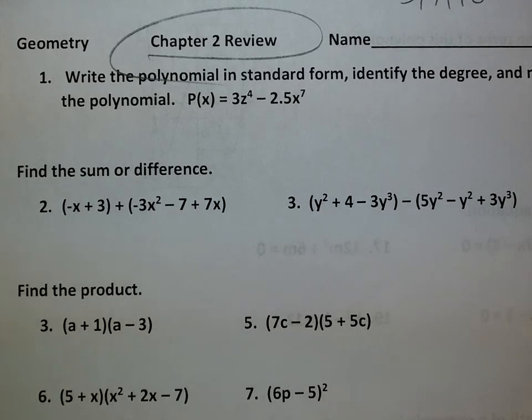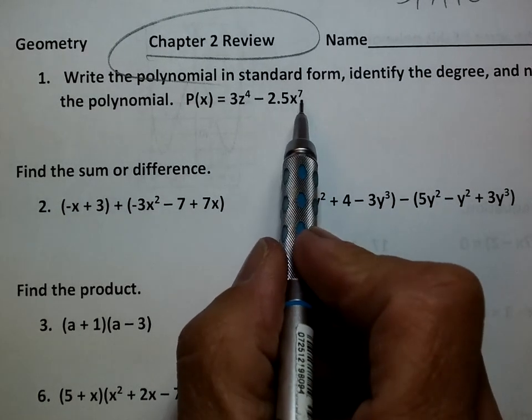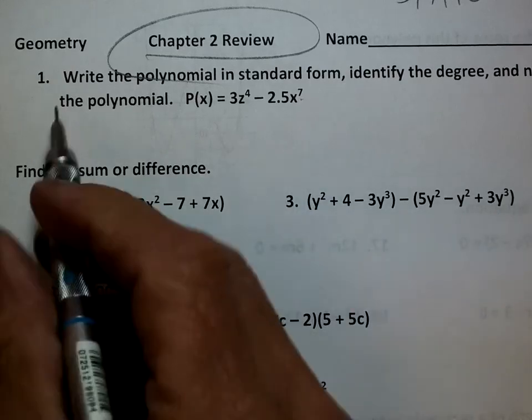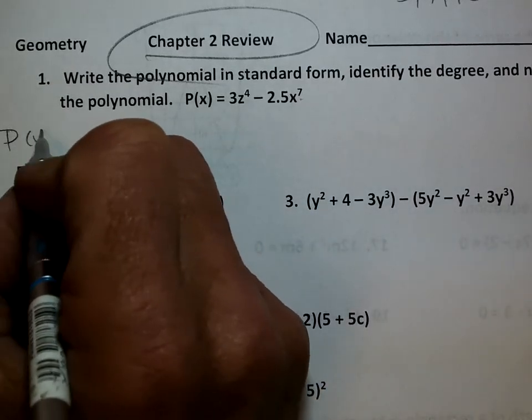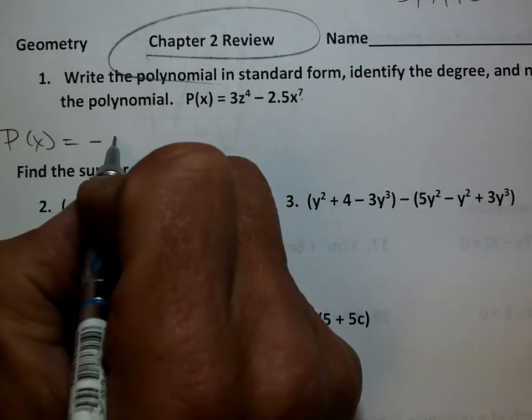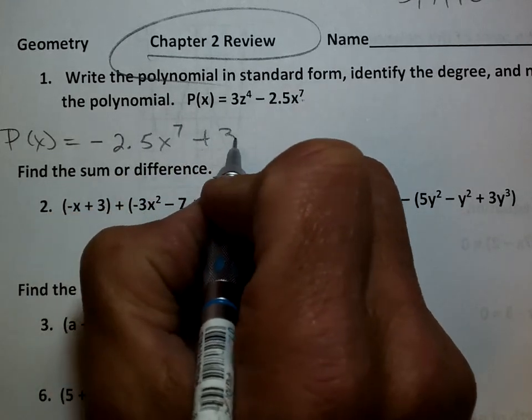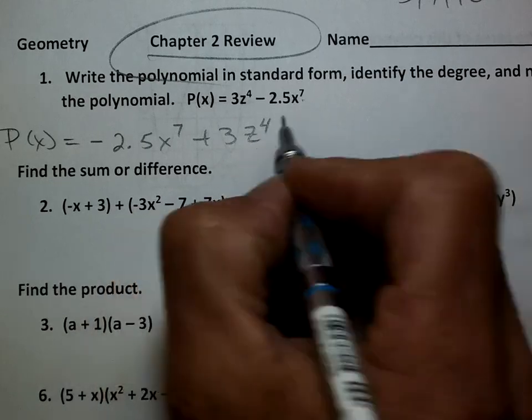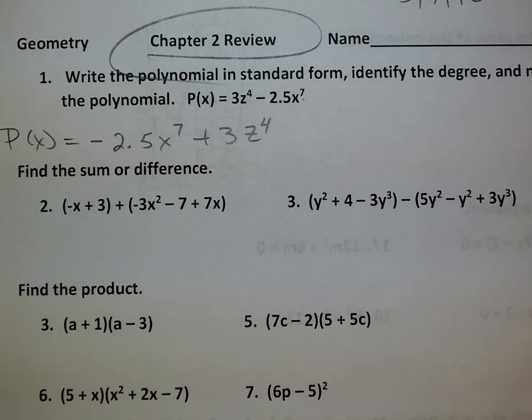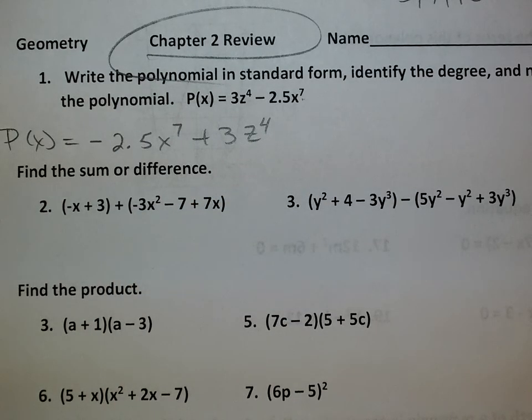So, number 1, write the polynomial in standard form. Identify the degree, the name of the polynomial. So first of all, standard form, we always want the biggest exponent first. We're going to rewrite this as p of x equals negative 2.5x to the 7th plus a 3z to the 4th, right? Now we've done this before, so this is just a review of the entire chapter, which is kind of nice because you guys know how to do this, right?